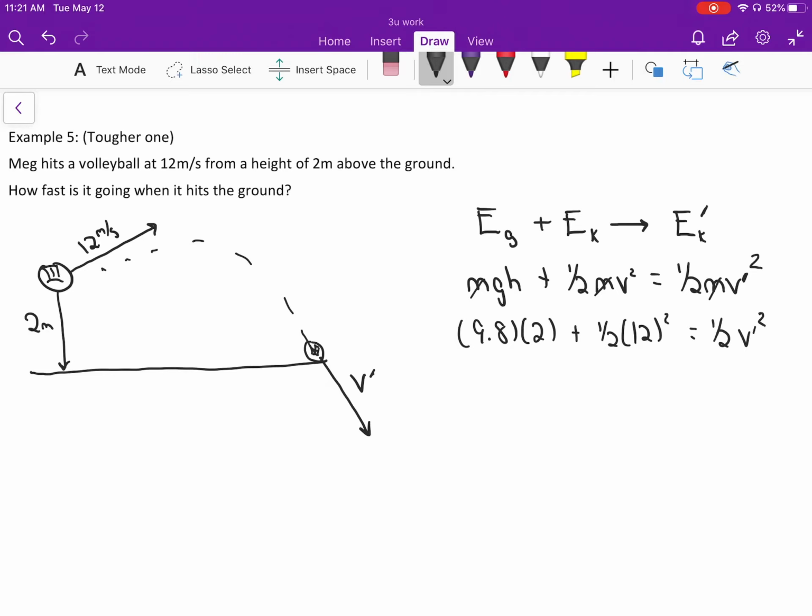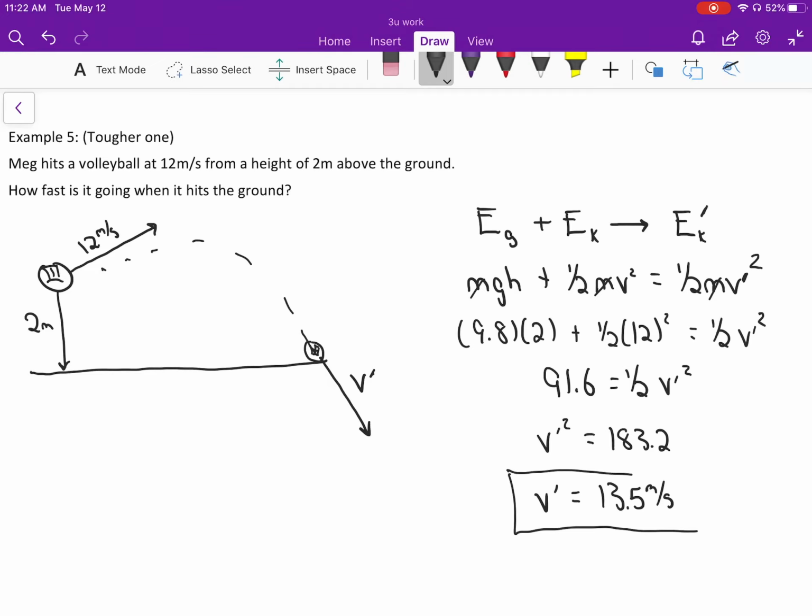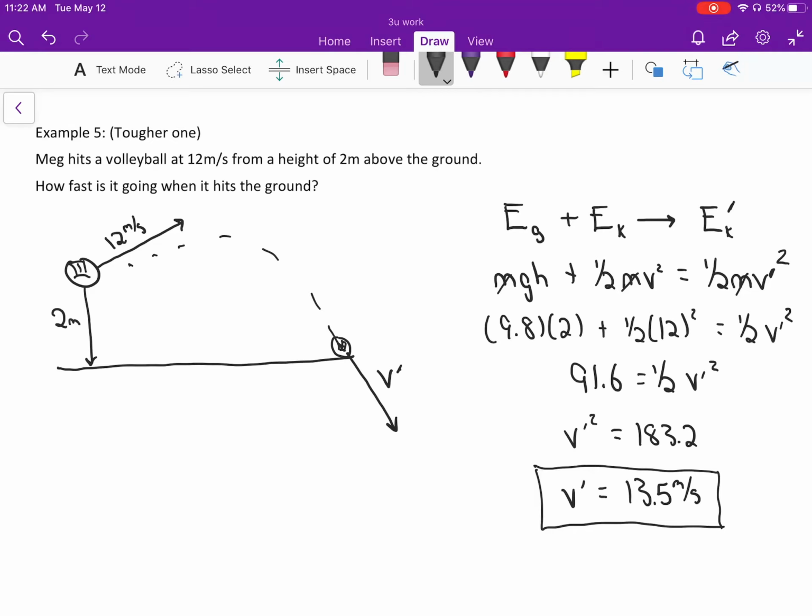You can do a bit of plug and chugging. I get that this stuff on the left works out to be 91.6 within some rounding, and that's equal to 1/2, I don't know, squared. Flip the 2 to the other side, then my I don't know squared is, I'm getting 183.2. You may disagree on some decimals depending on rounding. Square root that, and I'm getting 13.5. That works out to be meters per second. That's how fast the volleyball is going when it gets to a height of 0. This is about as hard as it can get.